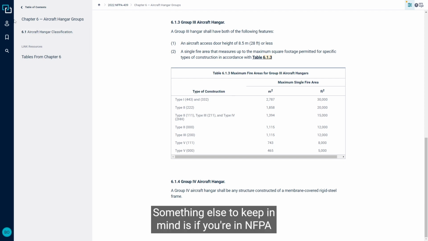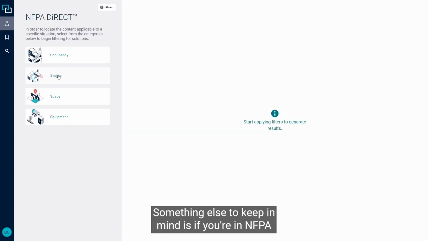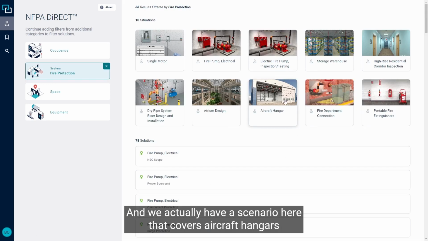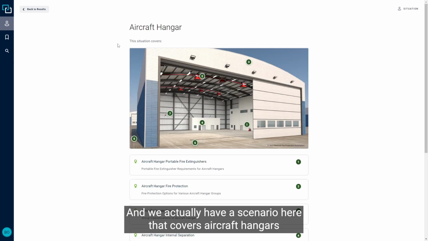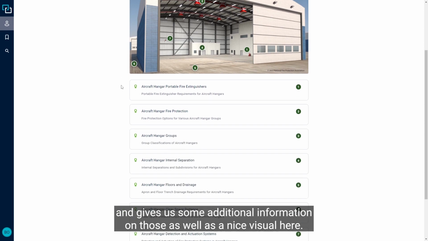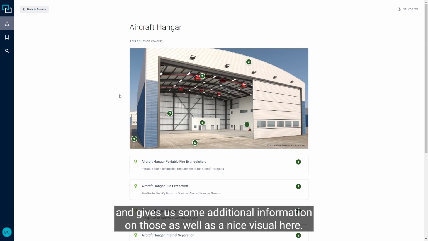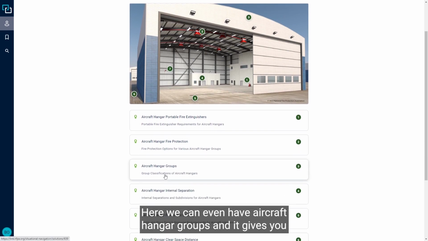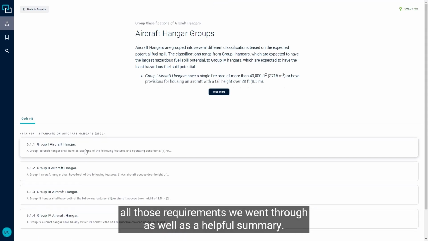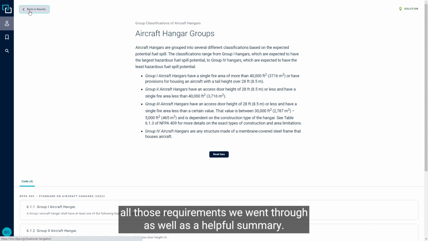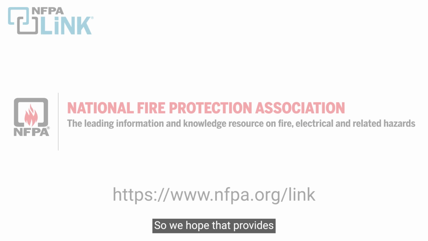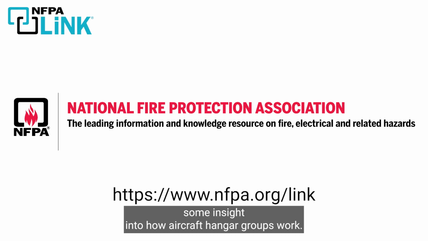Something else to keep in mind is if you're in NFPA LiNK, you can go over to Fire Protection Systems, and we actually have a scenario here that covers aircraft hangars and gives us some additional information on those, as well as a nice visual here. Here we can even have aircraft hangar groups, and it gives you all those requirements we went through, as well as a helpful summary. So, we hope that provides some insight into how aircraft hangar groups work.